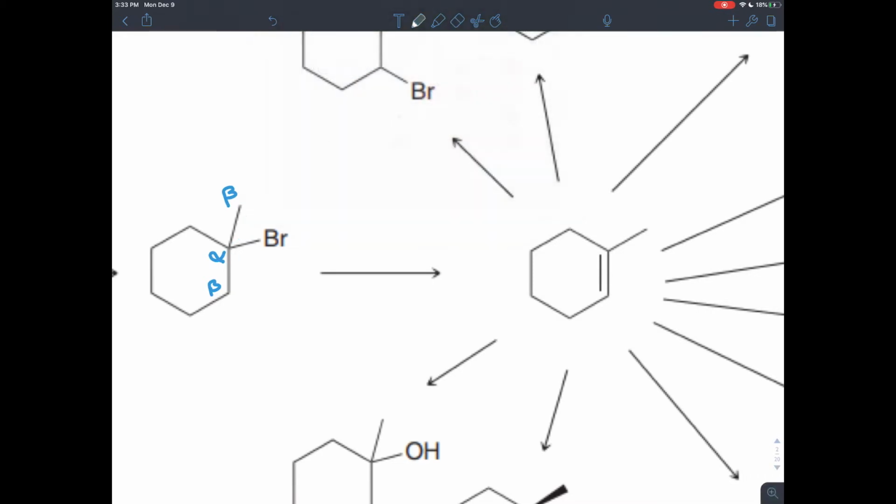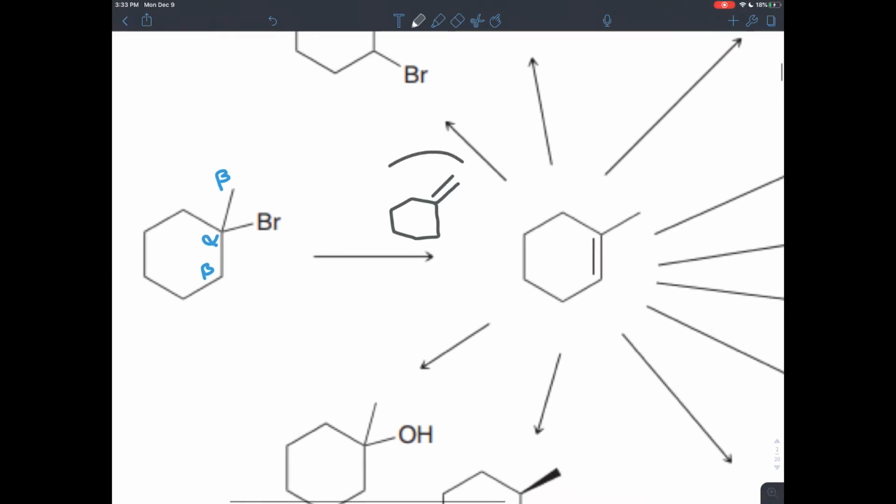So let me draw the product. If it had gone up to the other beta carbon, this is the alkene that we would have had. That's the alkene we would have had. Now we don't want this one. So if we have to choose between these two alkenes, you want to think about which one is more or less substituted, and whether you would use a bulky base or a skinny base to accomplish that.